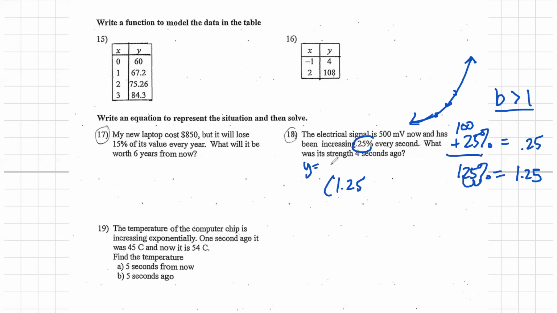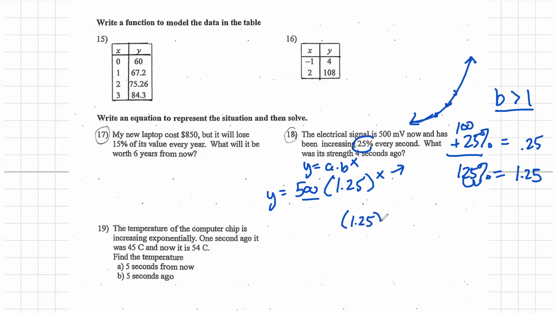Our y equals a times b to the x. That's my b value, right? To the x power. What is the starting value? It's the only other value in the word problem. 500. We want to know how much it was 4 seconds before this. So what do we plug in for x 4 seconds before this? -4, right? So, yeah, you can plug in negatives.